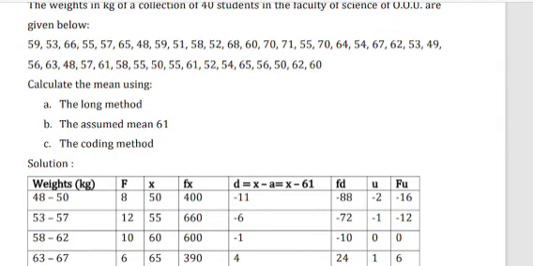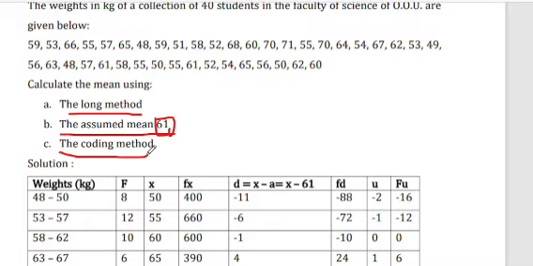The solution. Now, what they did in this example is, they said you should calculate the mean using the long method, the assumed mean method, using an assumed mean of 61. They gave you an assumed mean of 61. That's what they said you should use. Then you are also told to use the coding method.